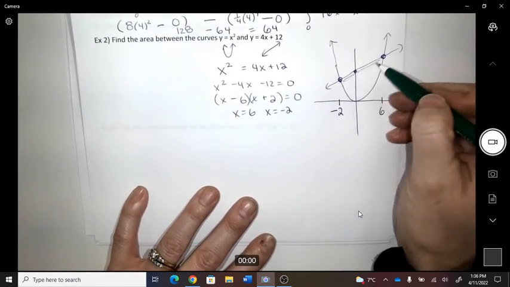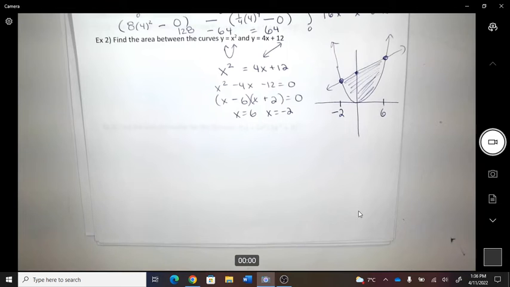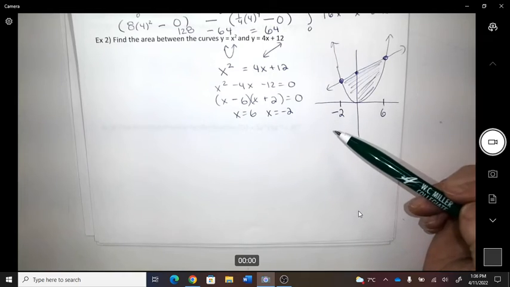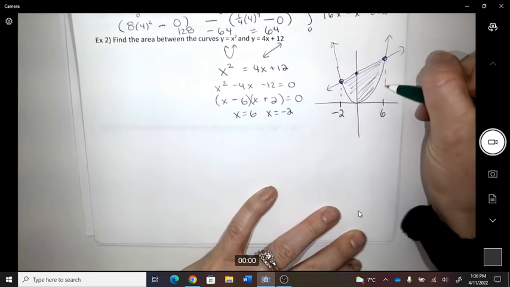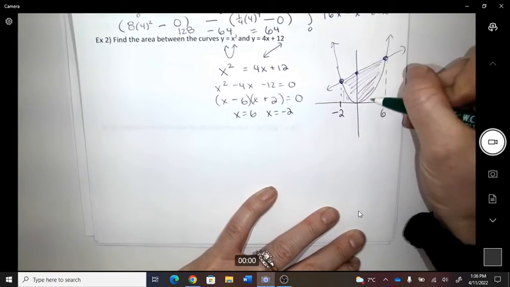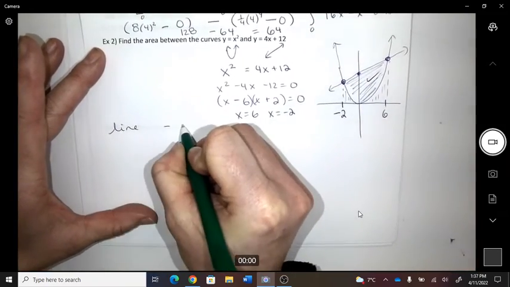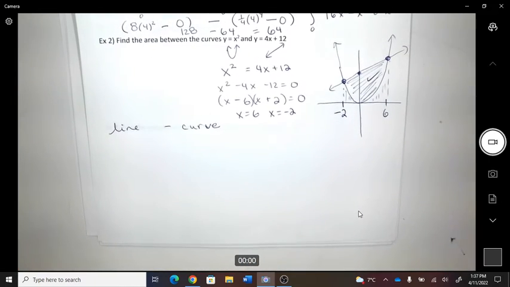And I want the area between them. So what makes the most sense? The area under the line subtract the curve, or the curve subtract the line? Looking at this visual, the area under the line is all of that, subtract the area under the curve would get me that. Okay, and again, if you had picked the opposite order, your answer will be negative, just change it.